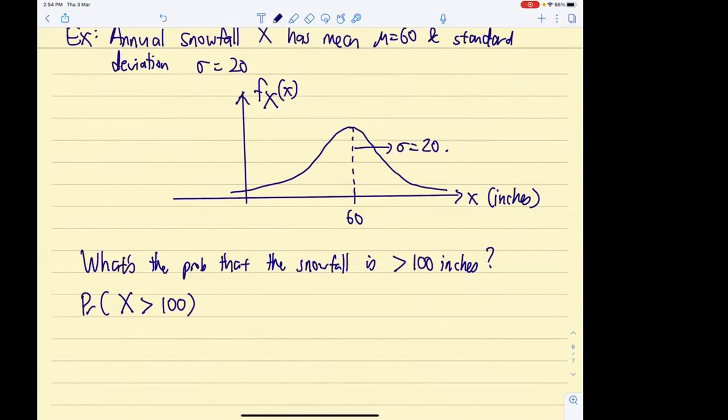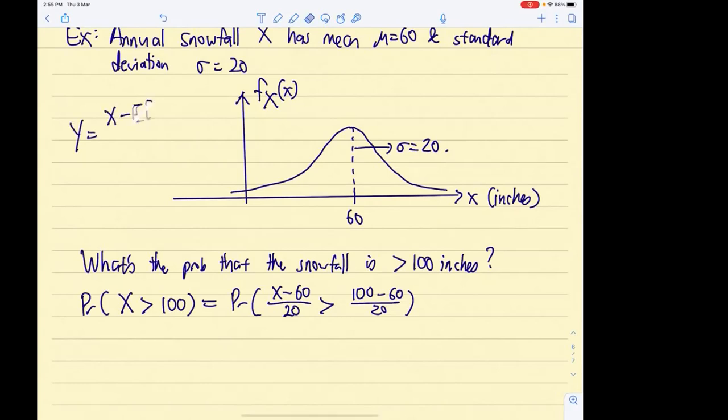But X is not standardized, so there's a problem. Whenever we encounter non-standardized Gaussian random variables, it's a good idea to standardize them. So basically we take away the mean, X minus mu, and we divide by the standard deviation, which is 20. Of course we have to do the same on the right-hand side: 100 minus 60 over 20. Can you follow? I take away the mean, mu, and divide by the standard deviation. This is a standardization operation.